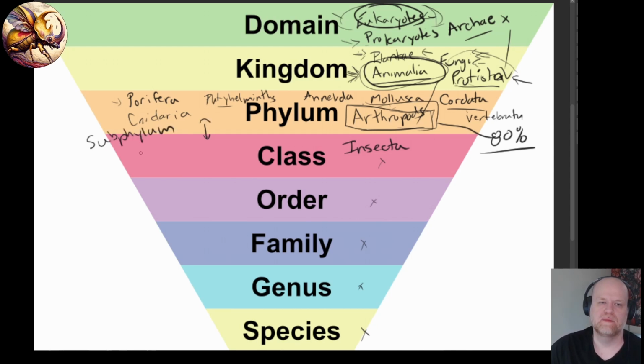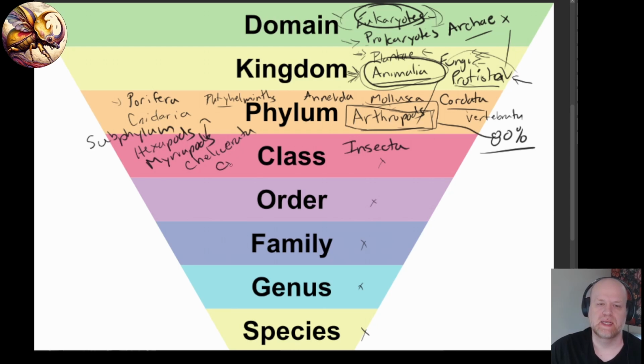And in that you have the hexapods, which are the insects and things related to insects. And you have the myriapods, which are the things with many legs, hence the name myriapods. So centipedes and millipedes, and you have the chelicerates, Chelicerata. Chelicerata are the things with chelicerae, so they are the spiders and the scorpions, things like that.